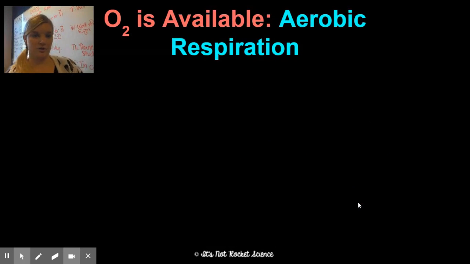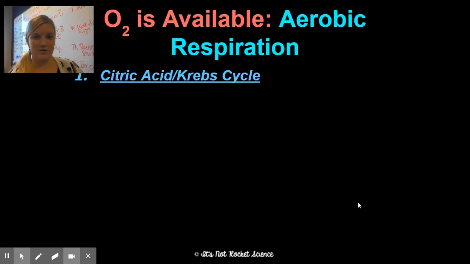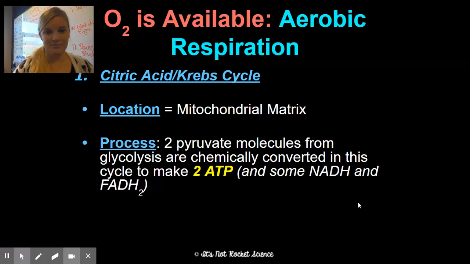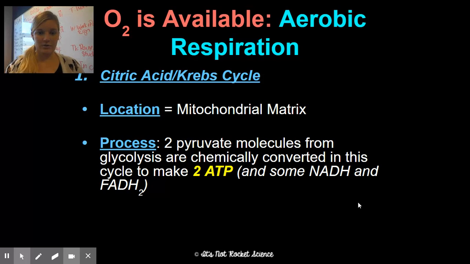So aerobic respiration. We're going to take that little train first. The first part is called the citric acid or the Krebs cycle. I'm more likely going to refer to it as the Krebs cycle, but you could see it as either one. And this is going to happen in the matrix of the mitochondria. So we're starting in the syrupy part of our mitochondria. And we have our 2 pyruvate, so our 2 sets of 3 carbon molecules from glycolysis, and we are chemically converting them in the cycle to make 2 ATP, as well as some NADH and FADH2. We're making energy.